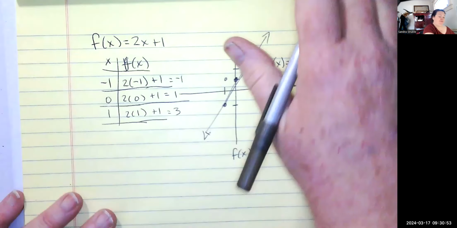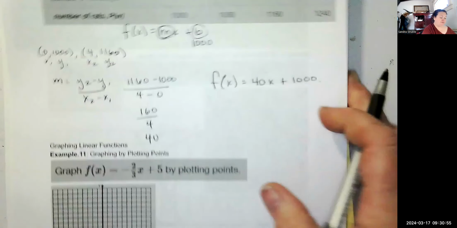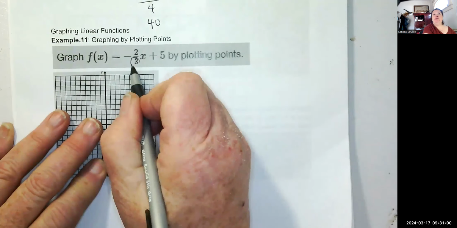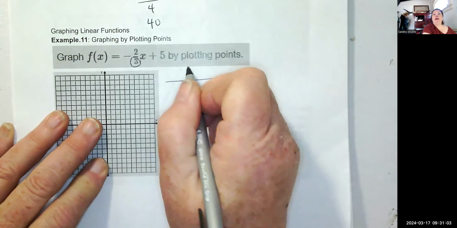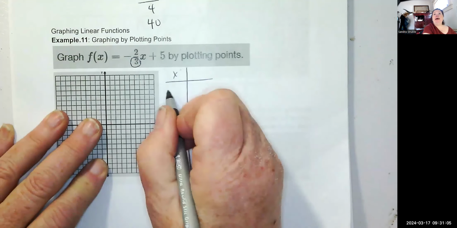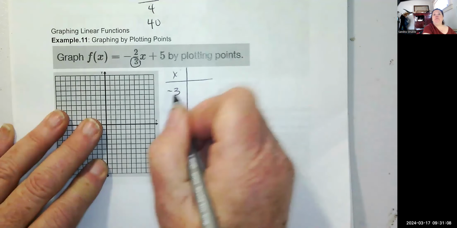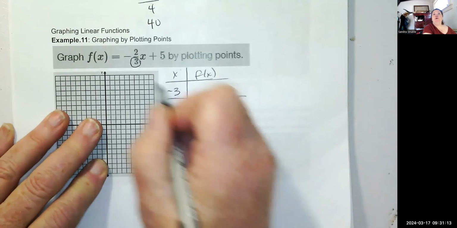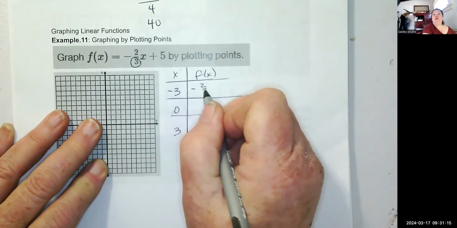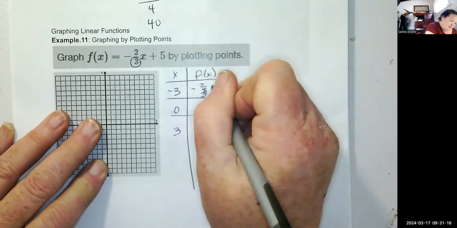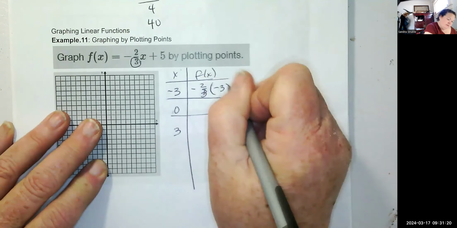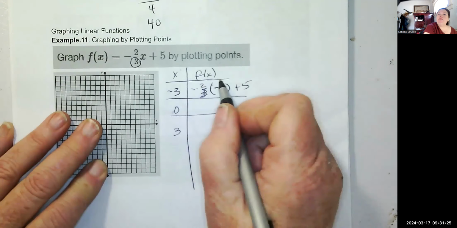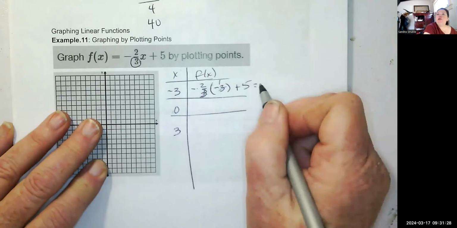If there's a fraction, as there is in this case, I use different numbers. I use numbers based on the denominator. So for my x's, I'm going to use -3, 0, and 3. So f of x, I've got -2/3, and pay attention to what I'm doing here, times -3 plus 5. The 3's cancel out, and you're left with -2 times -1, which is 2, plus 5 is 7.